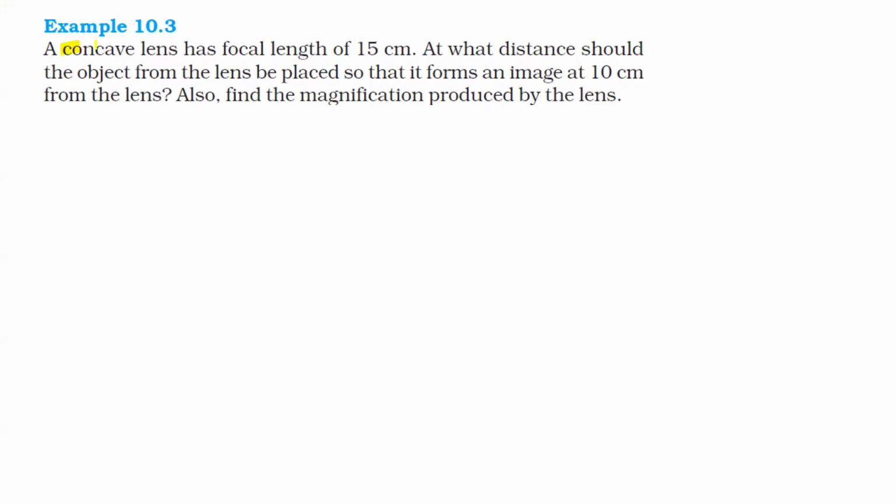First itself, we can notice it is a concave lens. Now, focal length is given. How much? 15 centimeter. Now, at what distance should the object from the lens be placed? So we must find the object distance. Now, image distance is given. It is given as 10 centimeter. Also, we need to find the magnification.